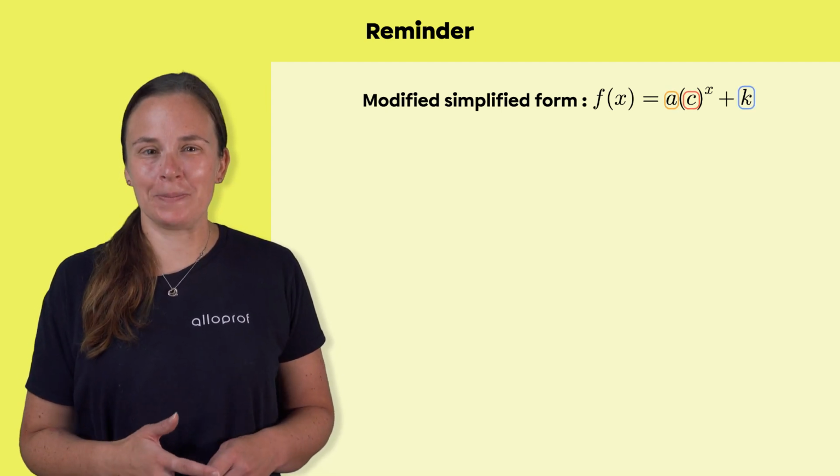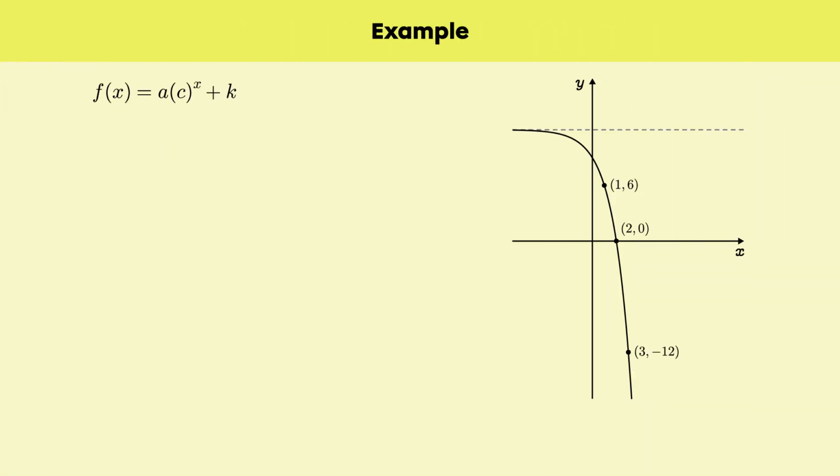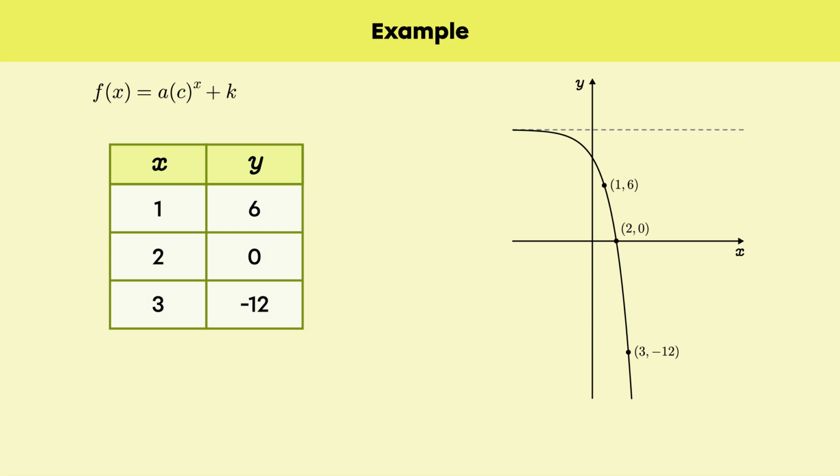Let's do an example. We are looking for the rule of the exponential function that passes through the points (1, 6), (2, 0), and (3, negative 12). Let's start by putting these points in a table of values. We notice that the x values are consecutive, meaning they come one after the other. The points (1, 6), (2, 0), and (3, negative 12) are therefore called consecutive points.